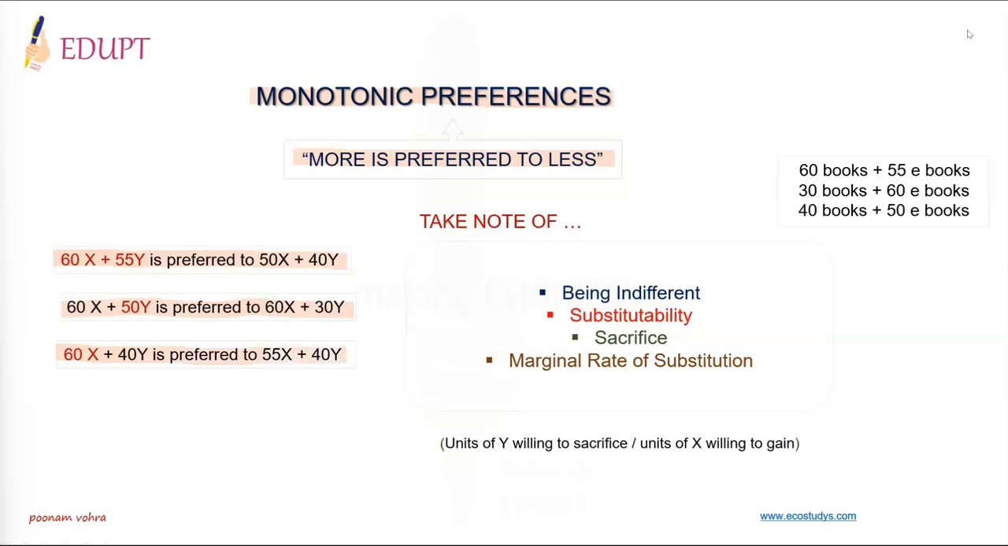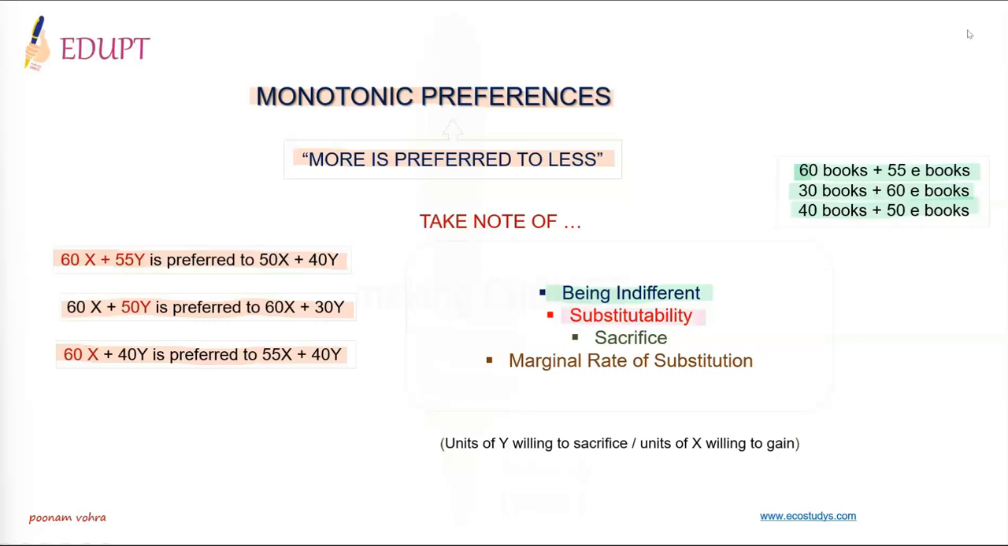One must remember that a consumer is indifferent between all those possibilities that yield the same level of satisfaction and hence are ranked equally. Continuing with the earlier example of books and e-books, Sumit is indifferent between reading 60 books and 55 e-books, or reading 30 books and 60 e-books, or reading 40 books and 50 e-books, because either combination gives him the same level of satisfaction.